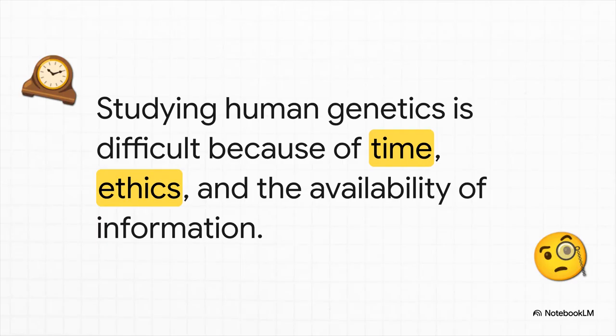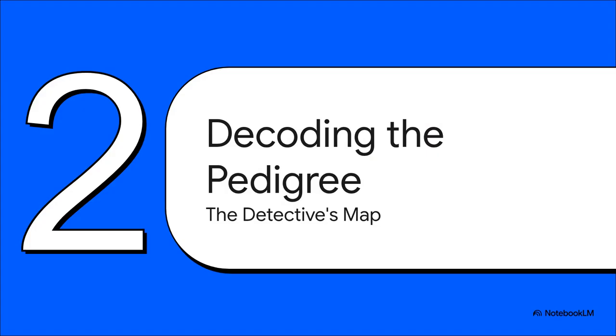Well, unlike Gregor Mendel with his pea plants, scientists can't just set up experiments with people. I mean, think about it. Human generations take decades to unfold, and there are some really obvious ethical lines you just can't cross. Plus, family records aren't always complete. This is exactly why we need a clever workaround, a special tool for our investigation. And that tool is the pedigree chart.